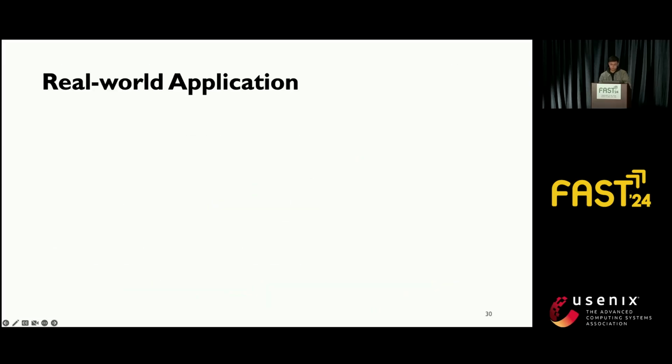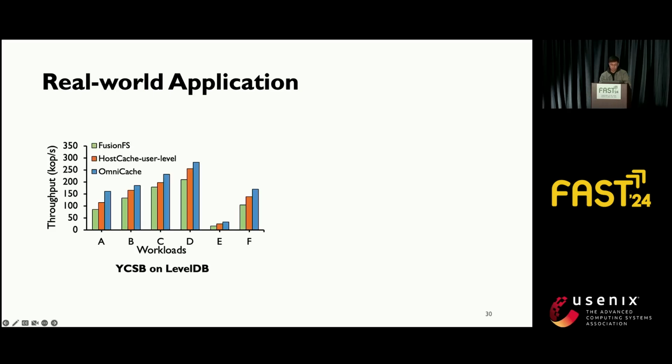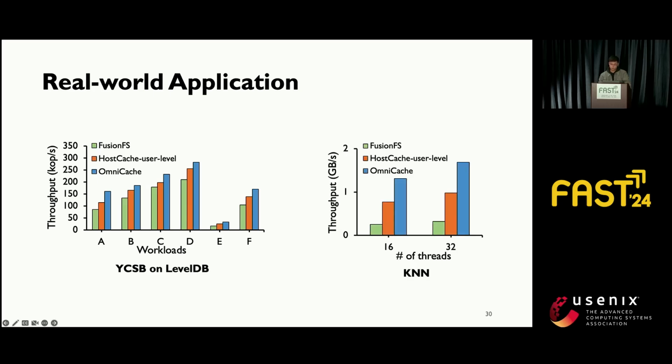Finally, we evaluate OmniCache on real-world applications. We first evaluate OmniCache with YCSB on LevelDB. As we can see here, OmniCache improves the performance by reducing the write stall overheads. And we also evaluate OmniCache on Kannan. As we can see here, OmniCache also provides better performance by concurrently executing operations on hosts and devices. Therefore, OmniCache also shows high throughput gain on real-world applications.